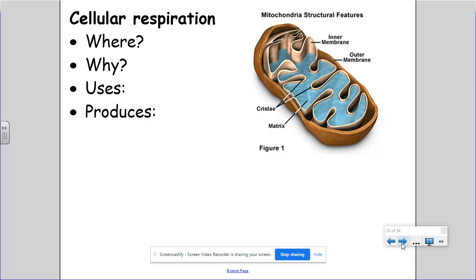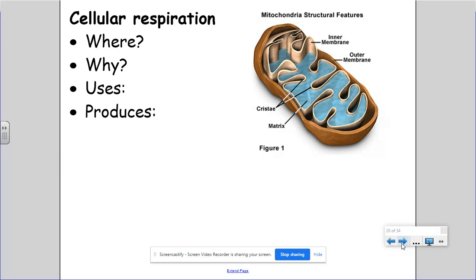So, cellular respiration. The overall thing is an aerobic process that requires oxygen. It's going to occur in all organisms. This means plants and animals. It also will occur in bacteria, prokaryotes, just instead of happening in the mitochondria, it will occur in the cytoplasm.